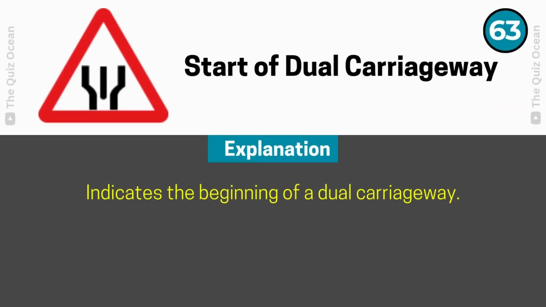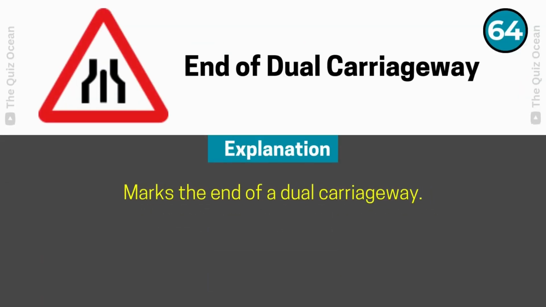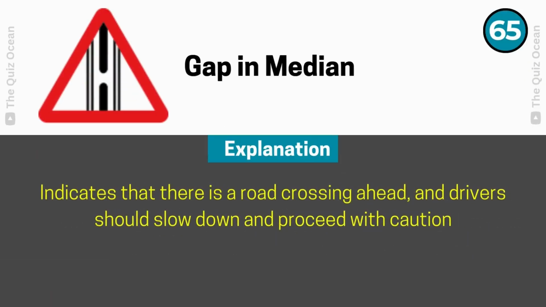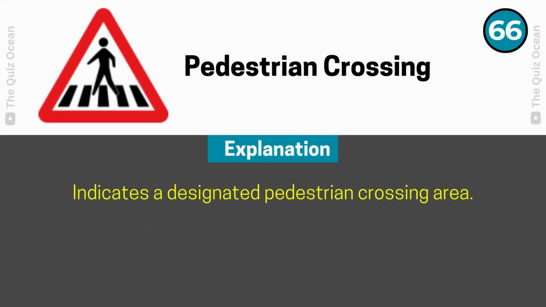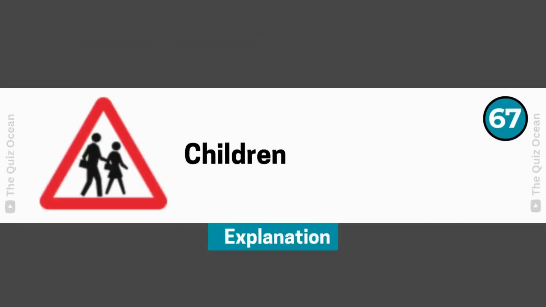Start of dual carriageway sign indicates the beginning of a dual carriageway. End of dual carriageway sign marks the end of a dual carriageway. Gap and median sign indicates that there is a road crossing ahead and drivers should slow down and proceed with caution. Pedestrian crossing sign indicates a designated pedestrian crossing area.